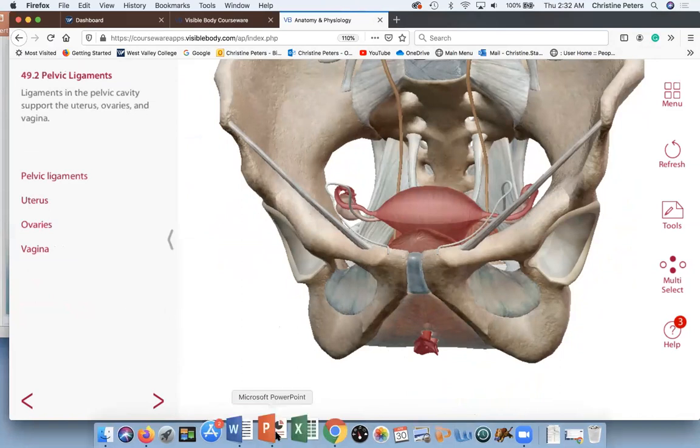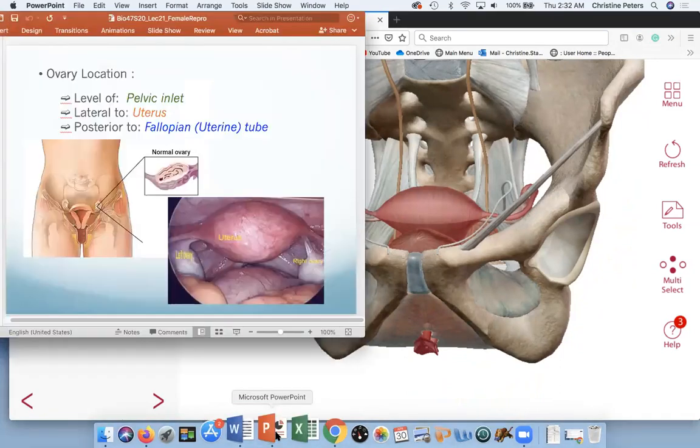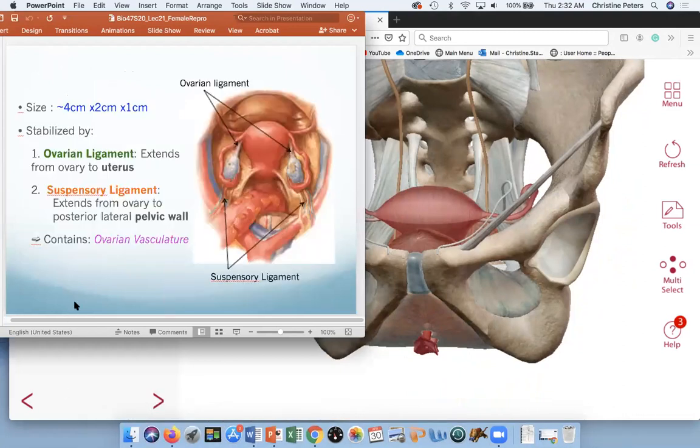Okay, so next. There we go. Size-wise, and I'm not a stickler on sizes, but just kind of get an idea of size. So about 4 centimeters by 2 centimeters by 1 centimeter. So you're kind of looking like a flattened fig, you know, kind of the size of a flattened fig. And stabilized by some really great ligaments.